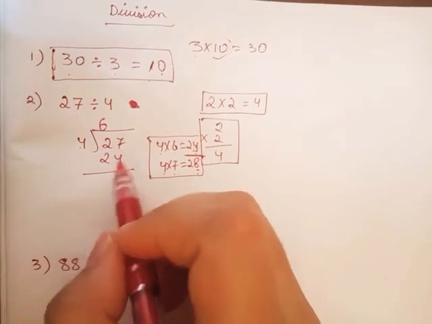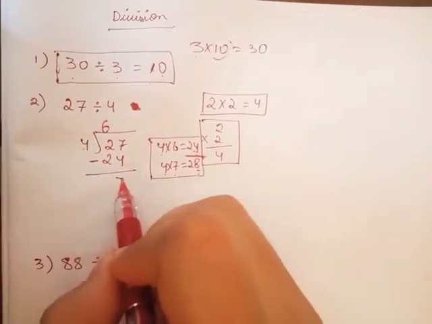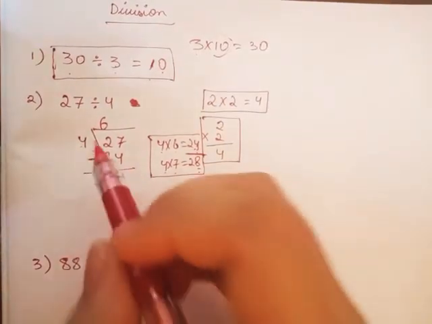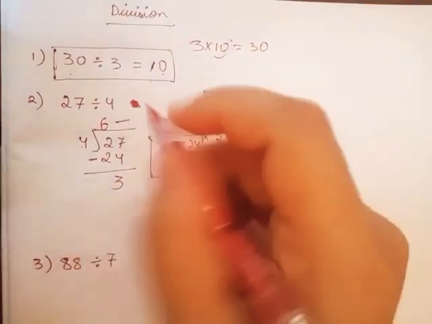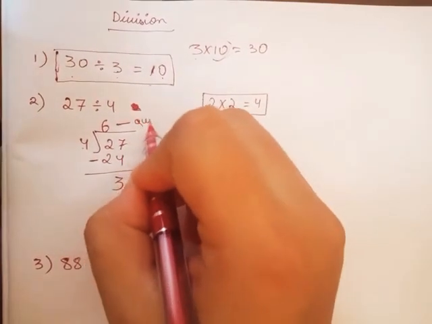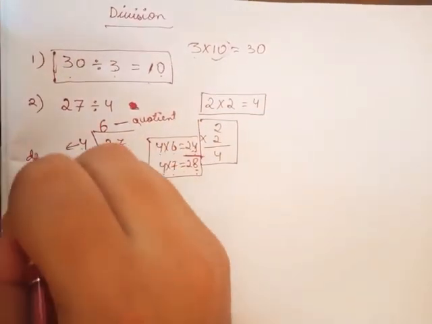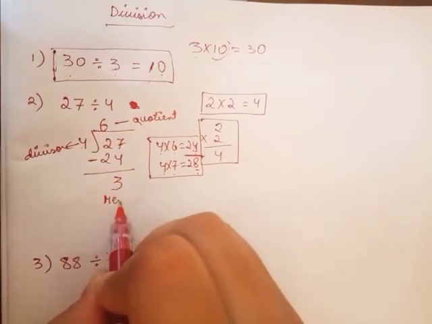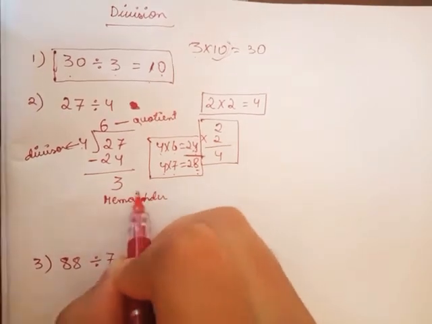Since they are not directly divisible, see, 27 is greater than 24, right? They are not the same number, so you have to subtract and find out what the extra number is. The extra number is 3. This 3 is extra here. So this is another way of solving division, and this 6 will be called the quotient, this 4 is called the divisor, and this 3 is called the remainder.